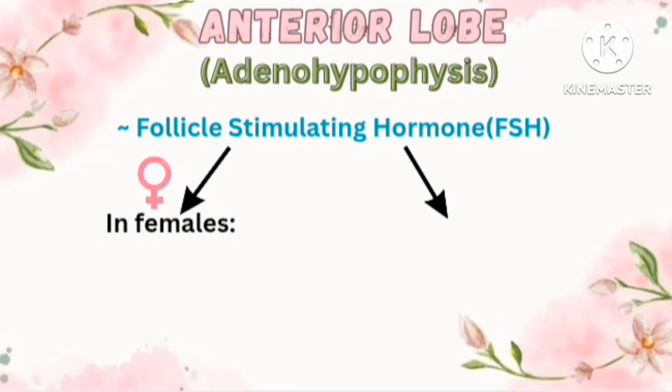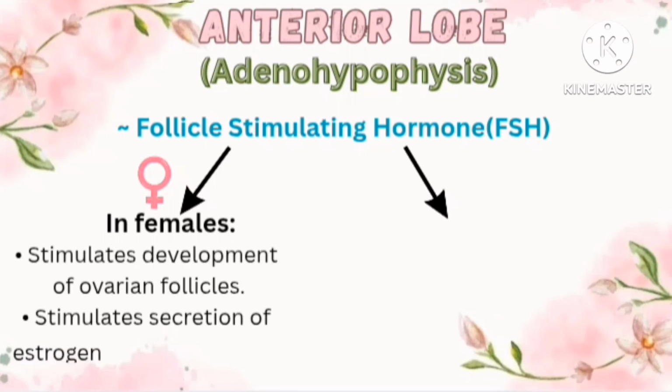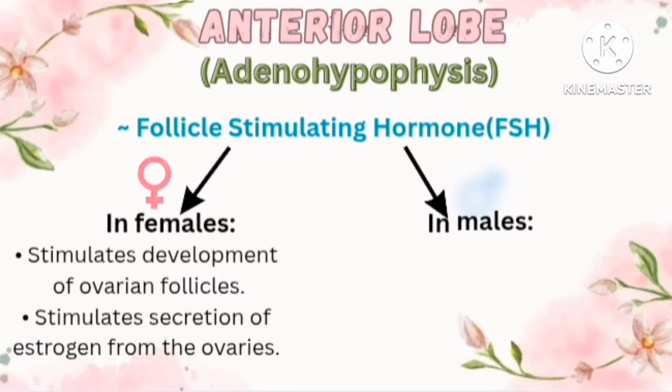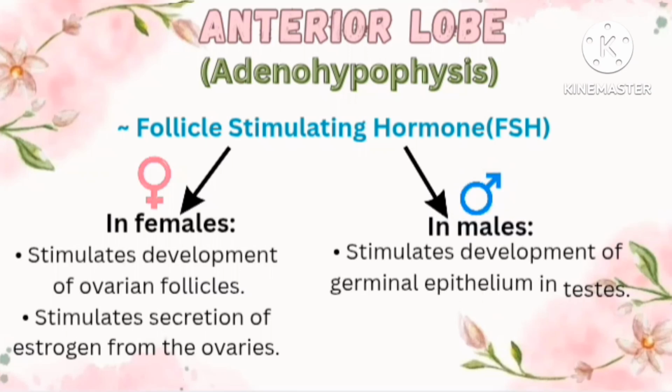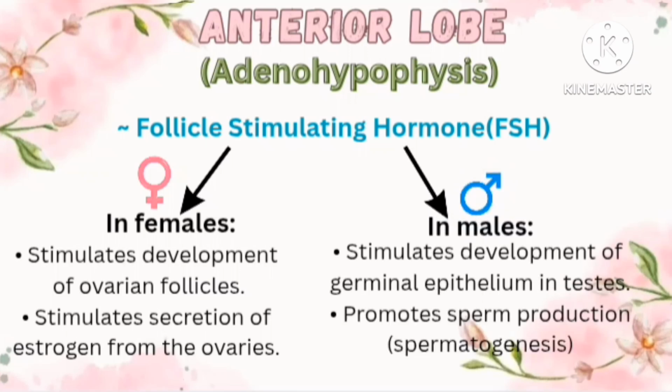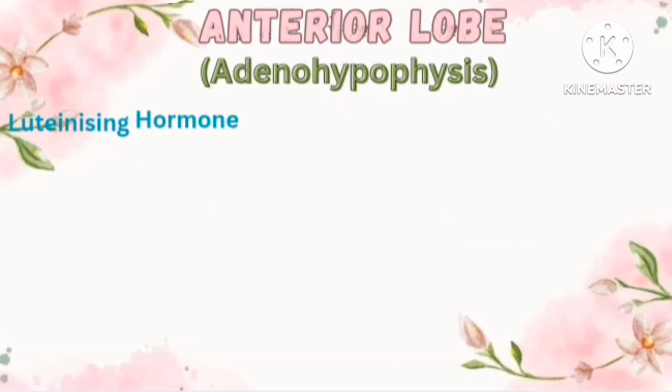Follicle-stimulating hormone. In females, it stimulates development of ovarian follicles. It also stimulates secretion of estrogen from the ovaries. In males, it stimulates development of germinal epithelium in testes. It also promotes sperm production, spermatogenesis.